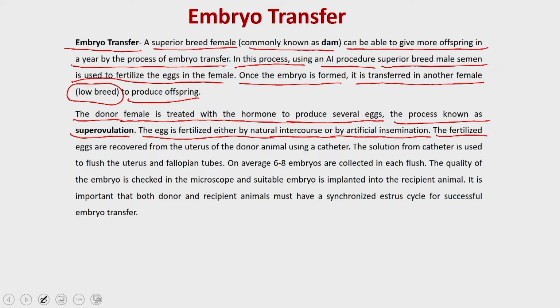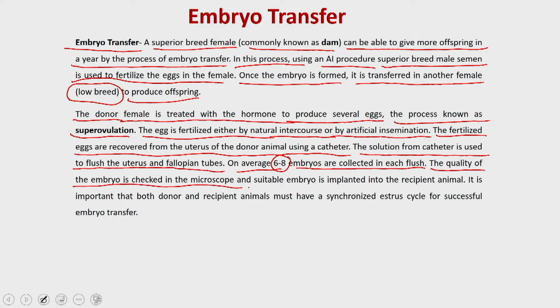The fertilized eggs are recovered from the uterus of the donor animal using a catheter. The solution from the catheter is used to flush the uterus and fallopian tube. On average 6 to 8 embryos are collected in each flush. The quality of these embryos is checked under the microscope, and then the suitable embryos are implanted into the recipient animal.